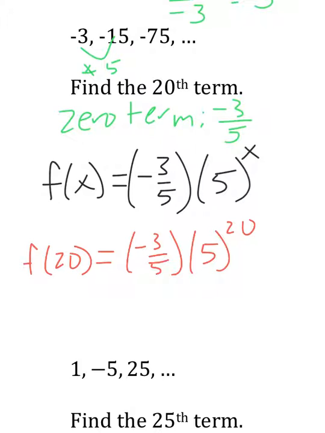If I type that into my calculator, which you can do along with me, I end up with f(20) equal to -5.72 times 10 to the 13th power. That makes sense because we had a -3/5. Our 5 wasn't negative, so we didn't have a negative to an even power, but we're multiplying by a negative, so we should get a negative answer.